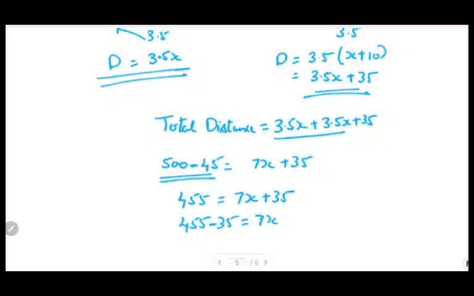Borrowing from the tens place, children. 455 minus 35: 5 minus 5 is 0, 5 minus 3 is 2, and 420 is equal to 7x. X is equal to 420 upon 7. 7 sixes are 42, so x is 60.